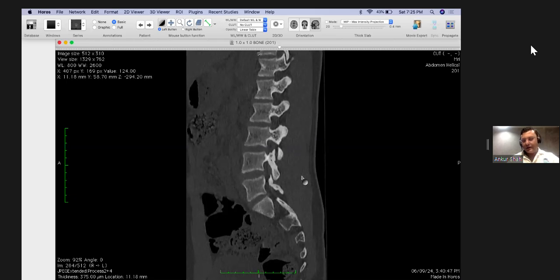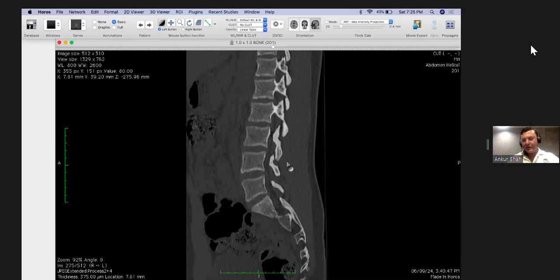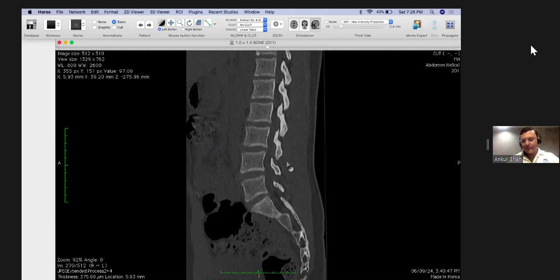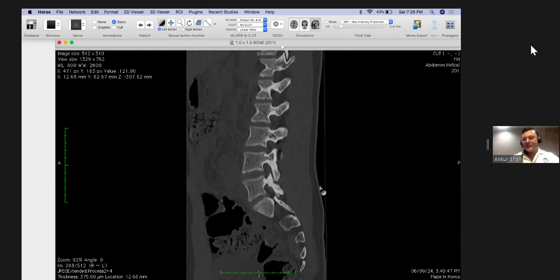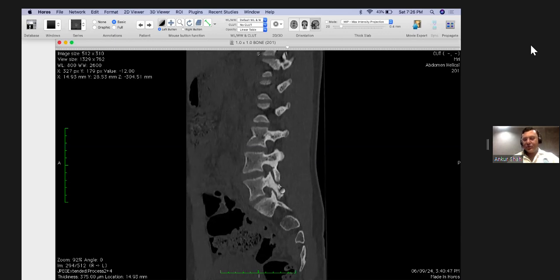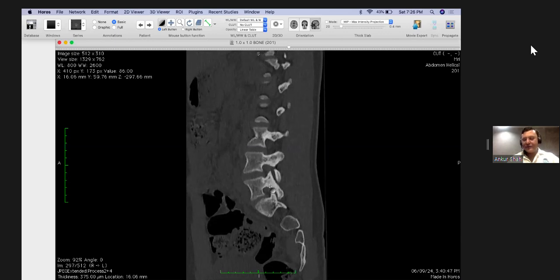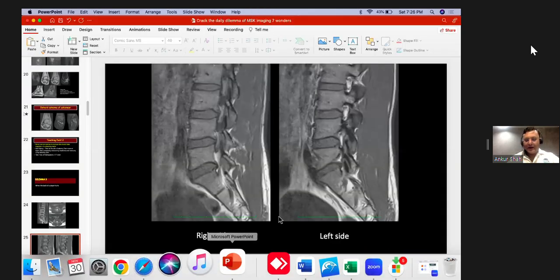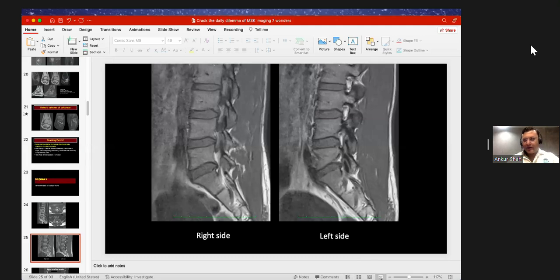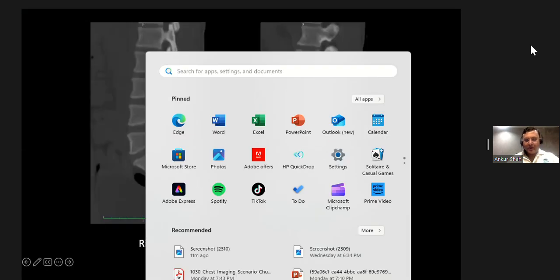You can look here, the pars is showing significant sclerosis compared to the other levels, or if you compare it with other individuals. And that is because of the chronic stress changes, which result in the sclerosis. So look for these acute as well as chronic stress injuries, particularly in players, which can be responsible for severe back pain. And as I said, we need to detect them early to avoid fracture of the pars.